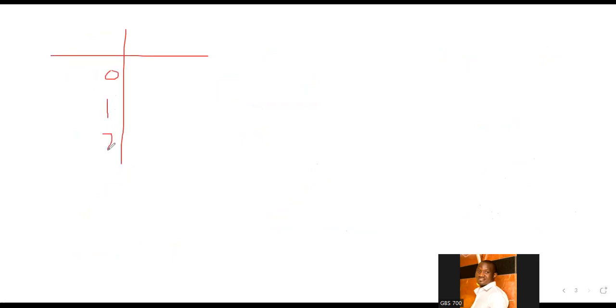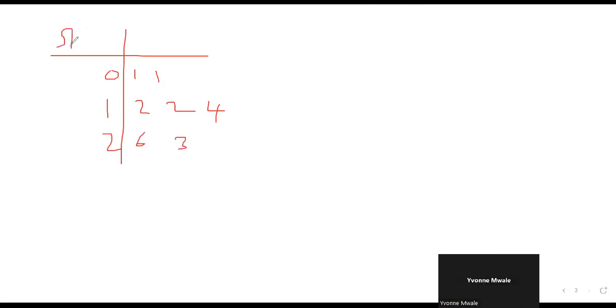0, 1, 2, 1, 1, 2, 2, 4, 6, 3. What is this? That's a stem and leaf. Good, this is a stem and leaf diagram. Okay.